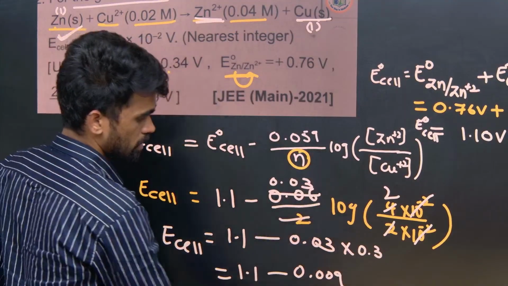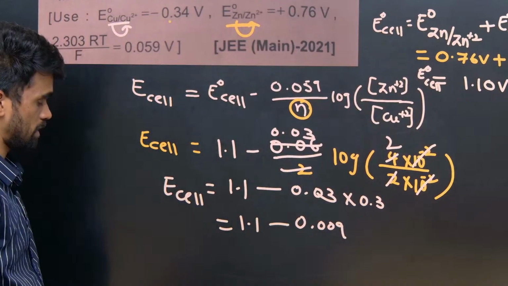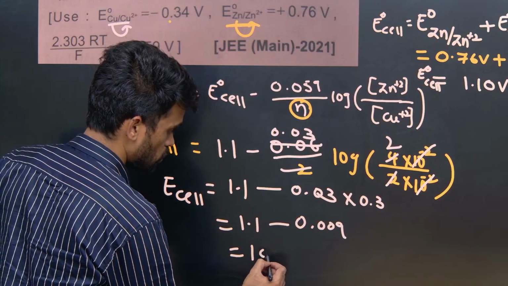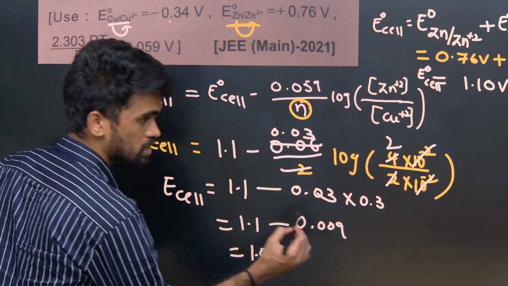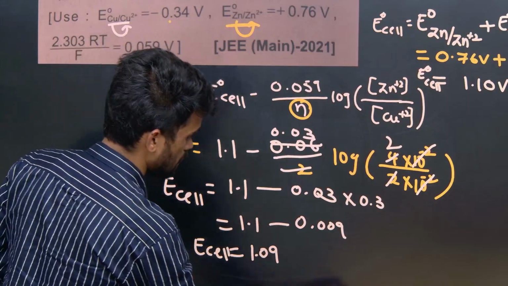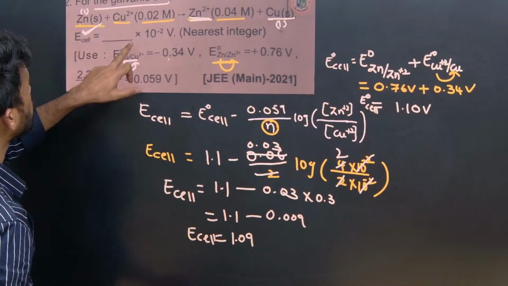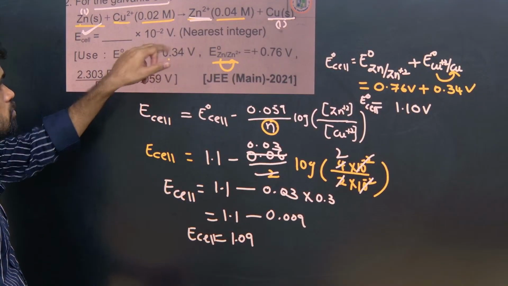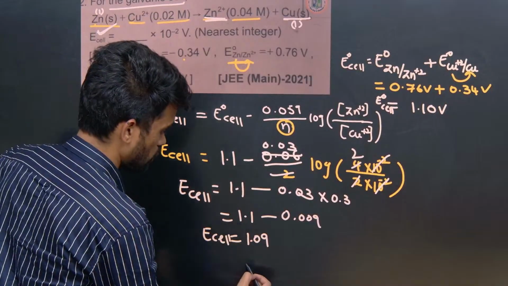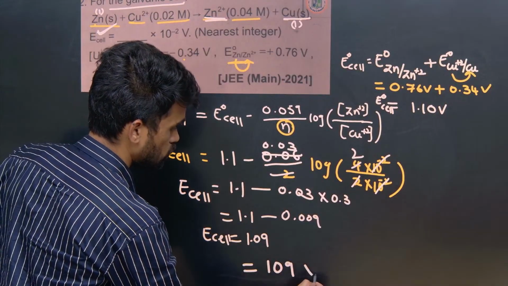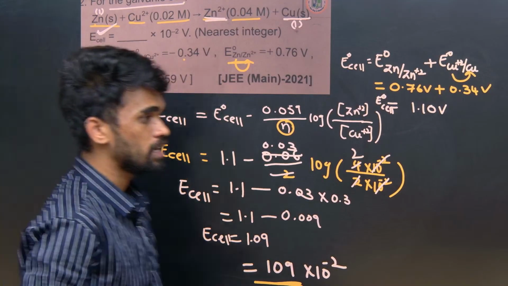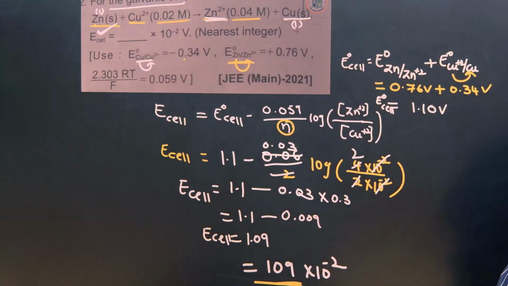0.009, right? So from this you will get the answer here as 1.09, almost. Okay, so this is the cell potential for this particular cell. You have to express it as some value into 10 power minus 2, so you can write it as 109 into 10 power minus 2. So what is your answer here? 109 is your answer.